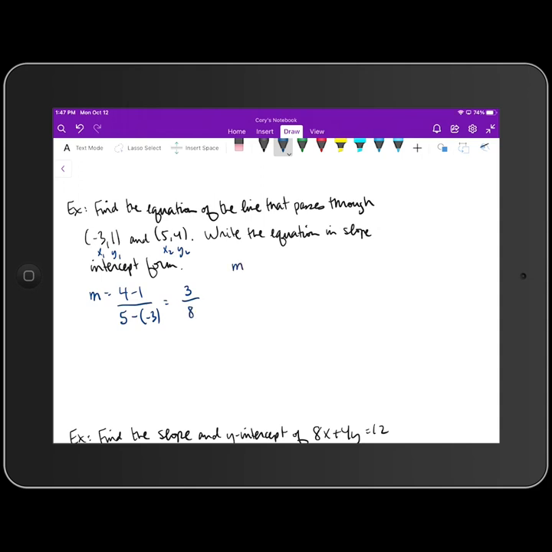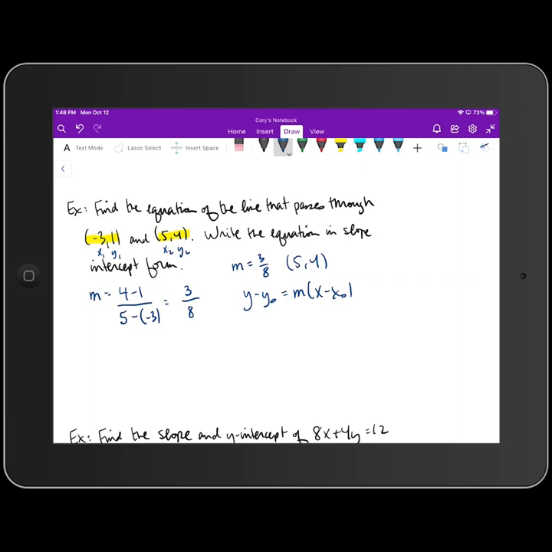Okay, so once we have the slope, then we can take either of these 2 points here. It does not matter which one we pick. You're going to get the same equation either way. Okay, so I'm going to pick the second point, 5 comma 4. And then I'm going to plug that information into the point slope formula, which again is y minus y naught equal to m times x minus x naught.